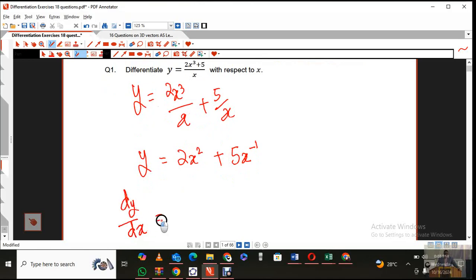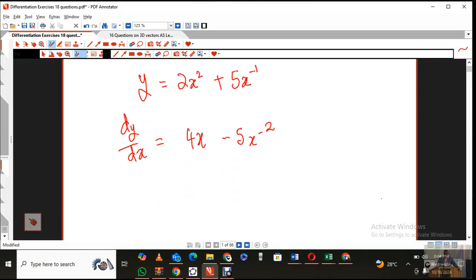So dy/dx is going to be: multiply 2 by 2, that gives you 4, subtract 1 from the power. Multiply -1 times 5 will be -5, subtracting 1 from the power gives you -2. Now I'm just going to rewrite it nicely. It's going to be 4x minus 5 all upon x squared.